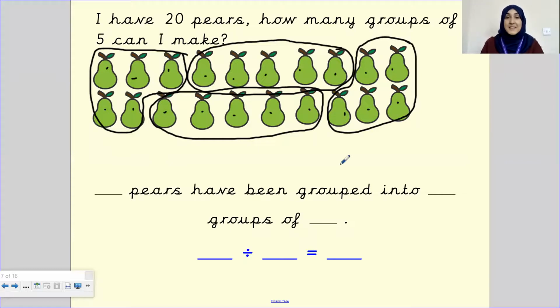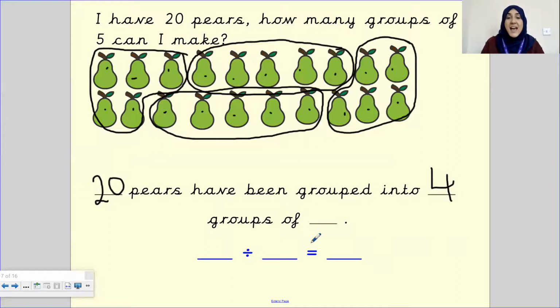Now, can you help me complete the STEM sentence underneath? Thank you. So, how many pairs did we have all together, Morris? 20. Fantastic. 20 pairs have been grouped into, how many groups have I made? Can you count and show me on your fingers? Well done. 4 groups. We've got 1, 2, 3, 4 into 4 groups.